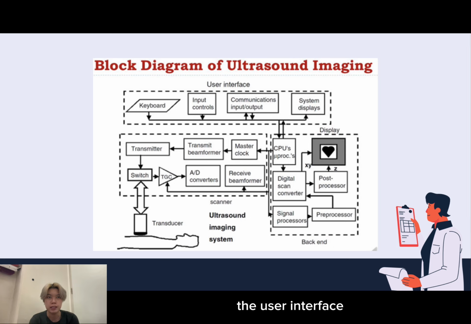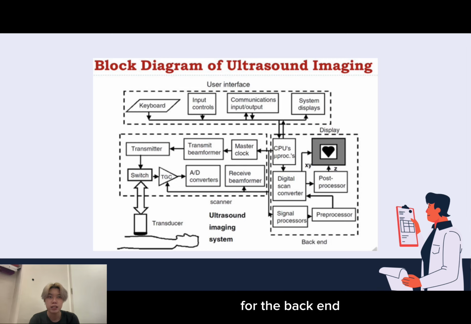We'll start off with the user interface. The keyboard receives input from the user. The input controls also receive input from the user. The communication input-output receives input from the user and gives an output back to the user. The system's display gives an output from the CPU and displays it to the user.